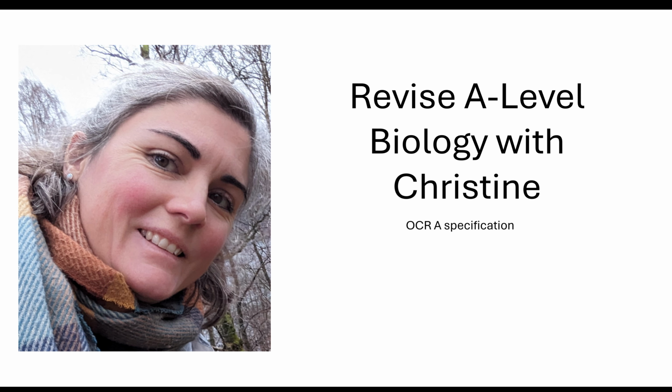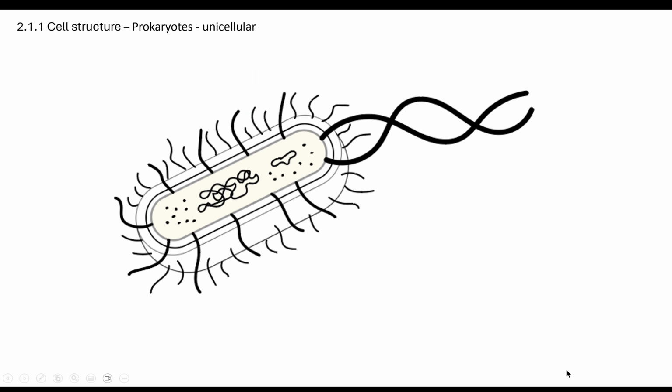That's me, and I'm going to focus on OCR specification. In this video, I'm going to focus specifically on prokaryotic cells. So prokaryotic cells are unicellular, which means they're made up of one cell. And you have to be able to distinguish some key features inside a prokaryotic cell, which therefore distinguishes that what you're looking at is a prokaryote.